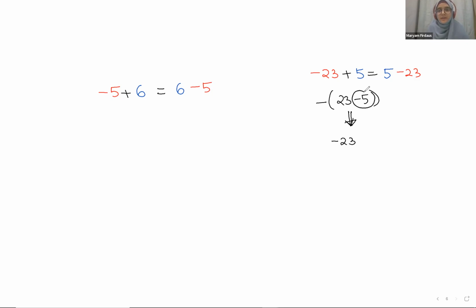There's already a -5 here. So when this minus comes in contact with the -5, what will it become? Positive 5. Yes, it will become a minus and then -5, right? So this minus is this minus. And this -5 is the same as this -5. Is that clear? Yeah. And just to make things clearer, this 23 is the same as this 23, and this negative sign is because of this negative sign.